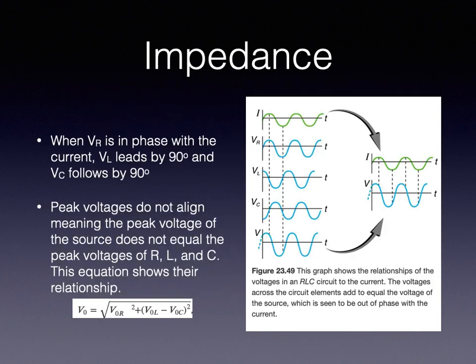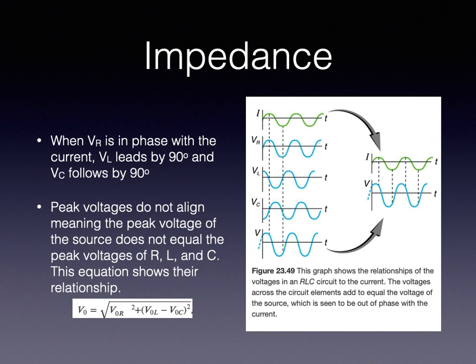And basically, based off of what I just said, the voltage across the inductor, which is VL, and the voltage across the capacitor, which is VC, are both 180 degrees apart from each other, which will become important later. But it basically means that they can essentially cancel each other out. And we need to know that peak voltages don't align, meaning that the peak voltage of the source does not equal the peak voltages of R, L, and C.